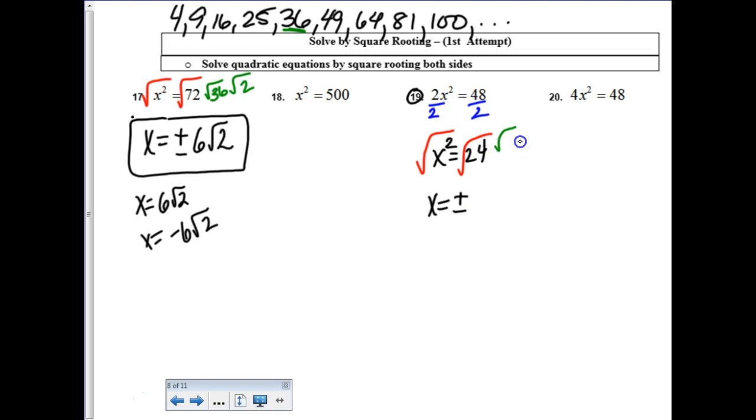So 24 has a perfect square factor, doesn't it? Wasn't 4 going to divide into that? So it's square root of 4 times square root of 6. But you have a better name for the square root of 4. That's a 2. Alright. Again, you can separate the answers if you want.